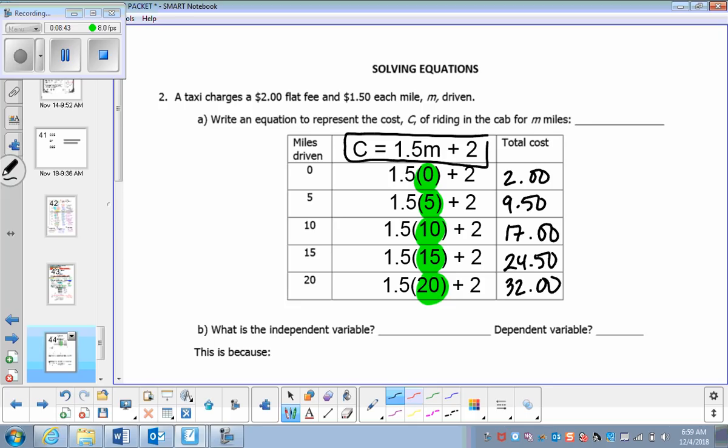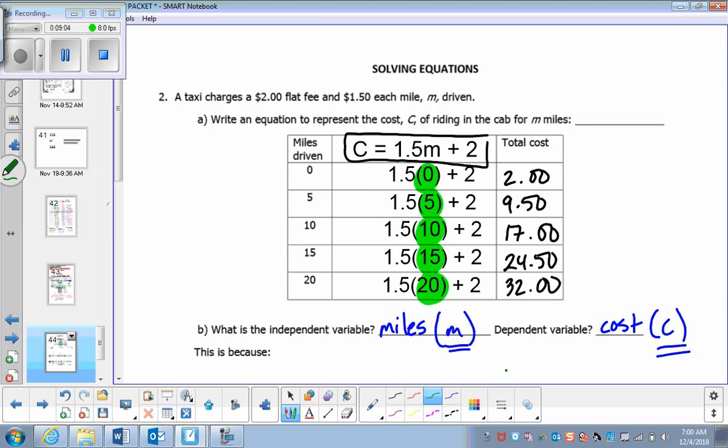What somebody has control over in this situation is the number of miles that they travel. The driver can't control that. The driver can't control how far the rider needs to go. The rider is the one who decides how far that trip is going to be. And therefore, the cost depends on that, which is represented by C.